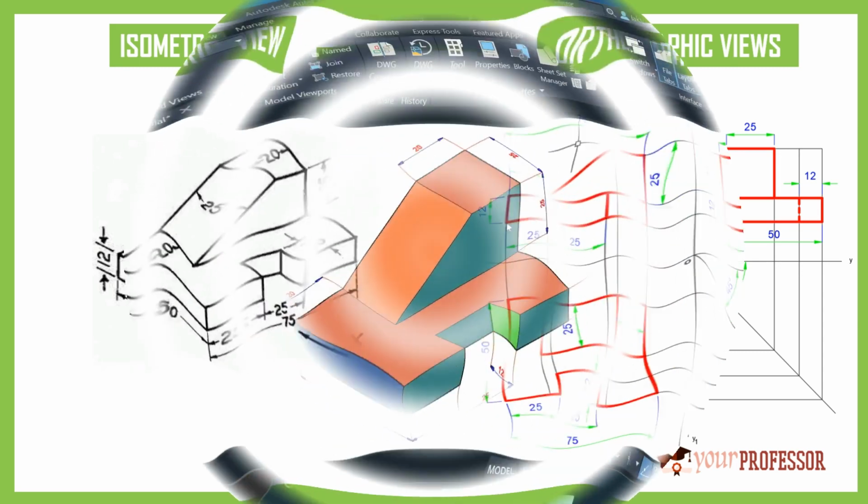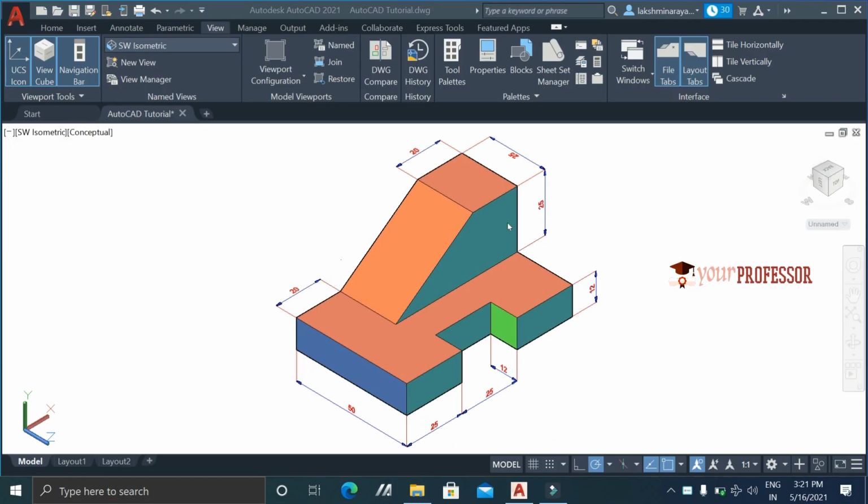For explaining the concept clearly, I drew the 3D model using AutoCAD software. So here I represented all dimensions. When we project this onto the vertical plane, we will get the front view. When we project this onto the horizontal plane, we will get the top view. When we project this onto the profile plane, we will get the side view. So let us see all those views.